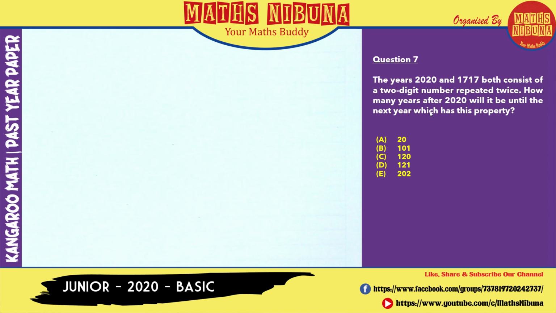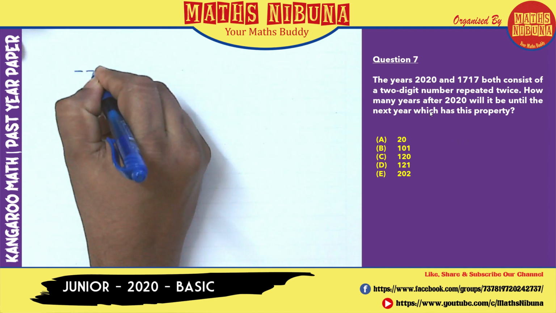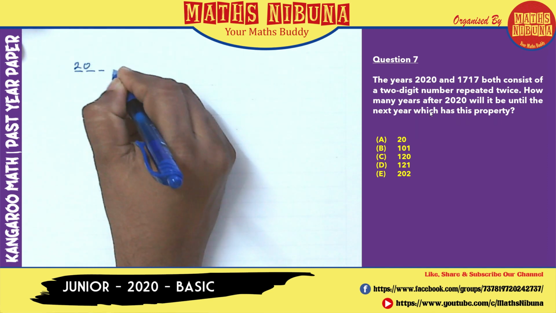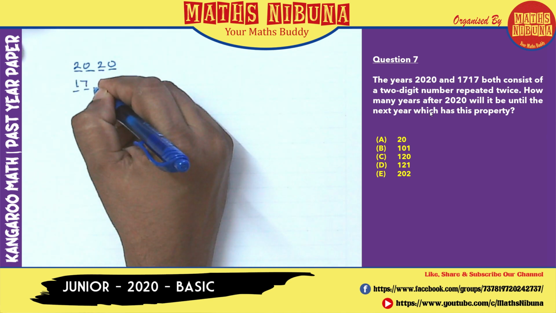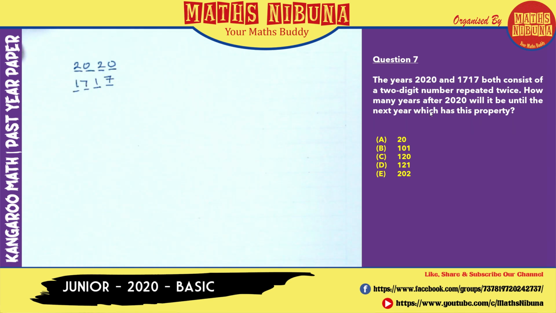Okay, the years 2020 and 1717 both consist of 2-digit numbers repeated. That means the first 2 digits, 20, are repeated again as 20. Same thing, 17 is repeated again as 17. Now the question: how many years after 2020 will it be until the next year which has this property?